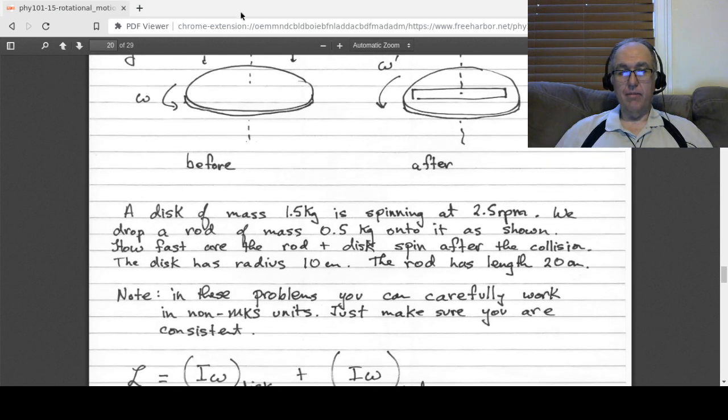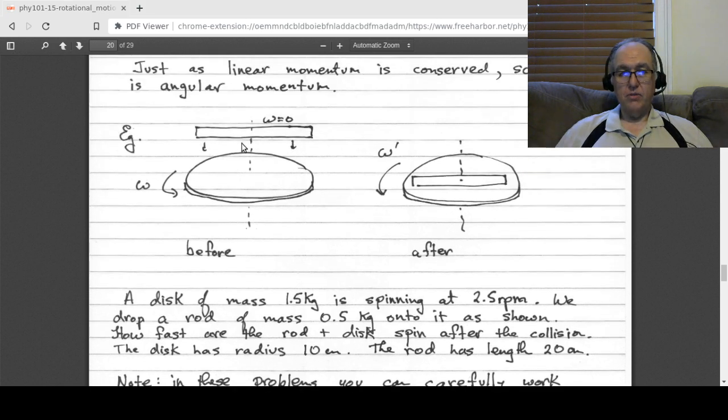So what are my numbers? A disk of mass 1.5 kilograms is spinning at 2.5 RPM. We drop a rod of mass 0.5 kilograms onto it as shown. Let me scroll back down here. So here's my rod, a half-kilogram rod, and I'm going to drop it on there. How fast are the rod and disk spinning after the collision? The disk has a radius of 10 centimeters, and the rod has a length of 20 centimeters. Okay, so let's do it.